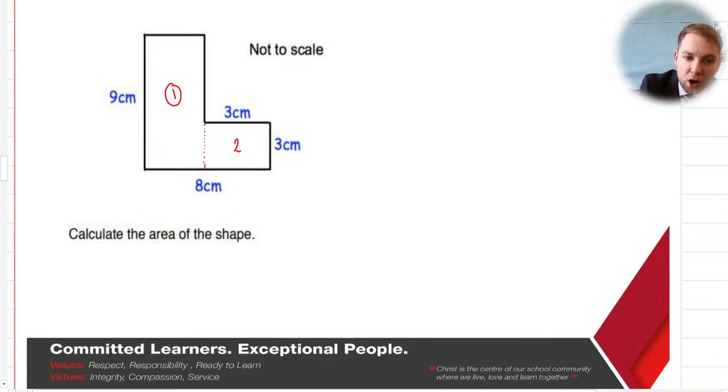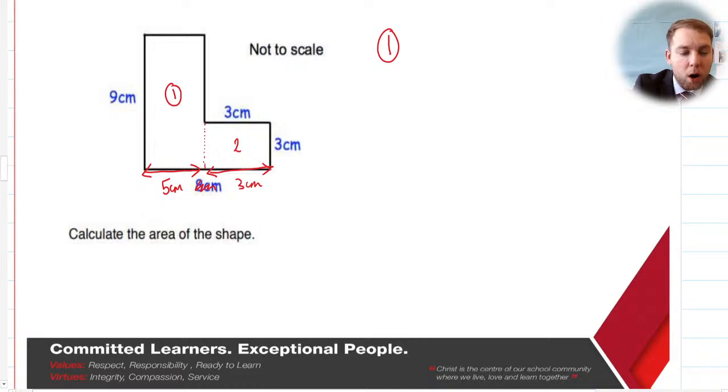Now, the problem is that a lot of people write the base is 8 for this rectangle 1, but actually, we need this length here. And this length here is going to be the full length, which is 8, subtract this part here, which is 3. So actually, the length of this is equal to 5 centimetres. And I already know that the length of this one is 3 centimetres because it's on the top there. So then I can work out the area of these 2 rectangles.